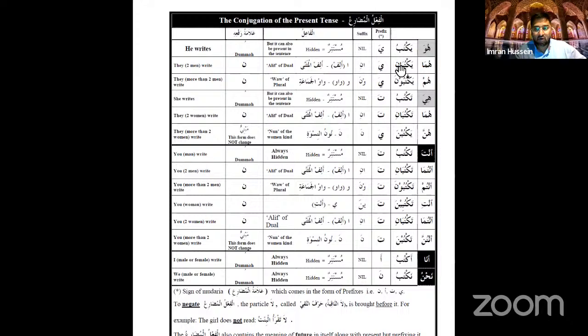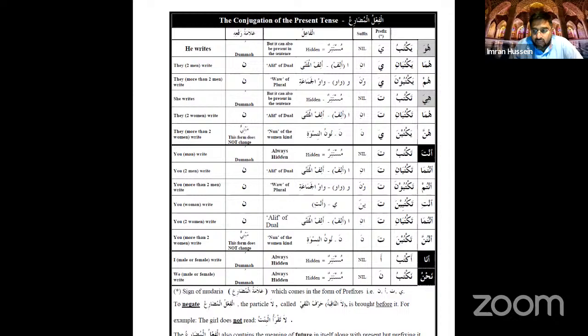Now, this is going to be slightly tricky. I'm going to see how you react to this. First of all, does everyone remember I said something about the nouns? I said all nouns have three states. Do you remember that? All nouns can come with three harakat, depending upon where they are located or situated. Does everyone remember that?